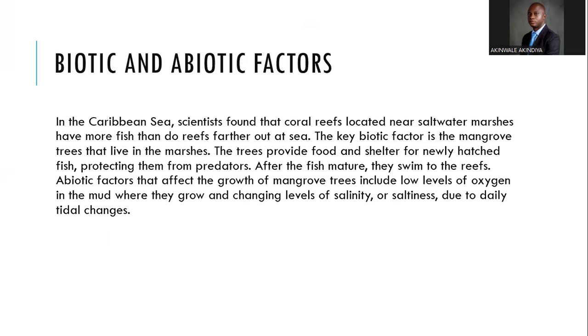So fish want to breed in those coral reefs located near salt water because of the mangrove trees. They provide shelter and protection, and the fish can also get food, maybe animals, earthworms and things like that that are living around those marshes. After the fish mature, they can now swim to the reefs.